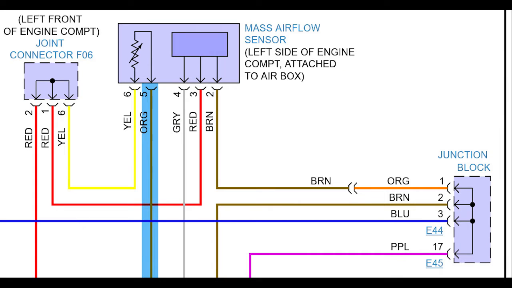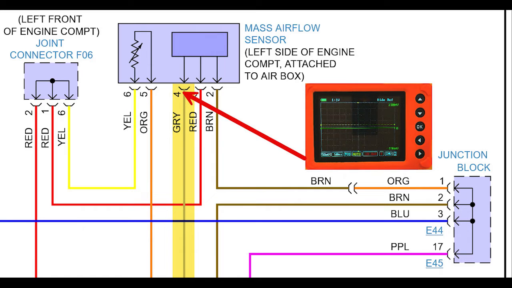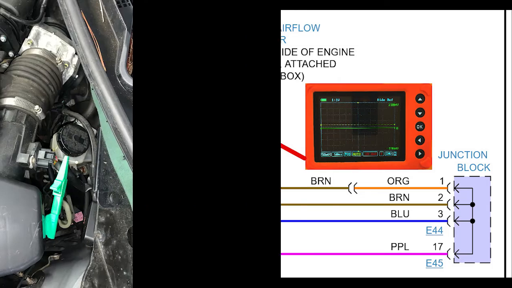That leaves the orange wire to be the air intake temperature signal wire, and the gray wire is the mass airflow sensor wire. The gray wire is the one I'm looking for. Backprobe the gray wire on pin 4 with the uScope to measure the analog voltage changes that take place based upon the engine RPM and the airflow through the sensor.